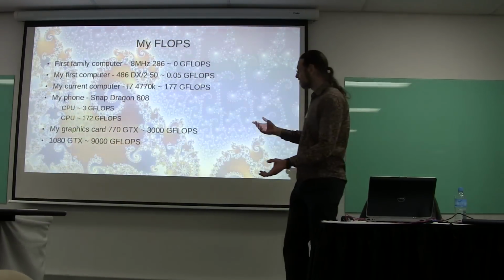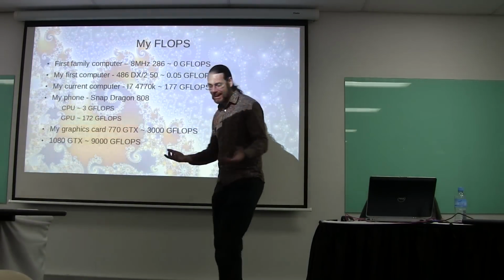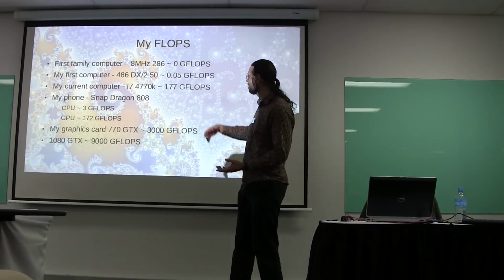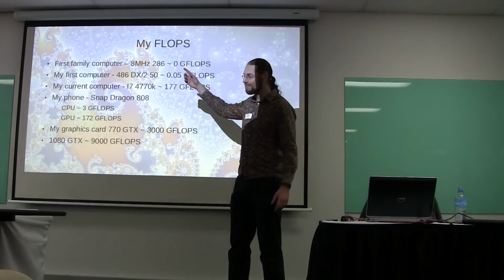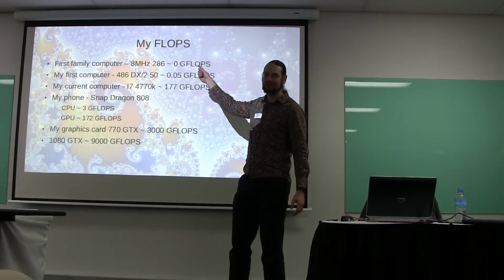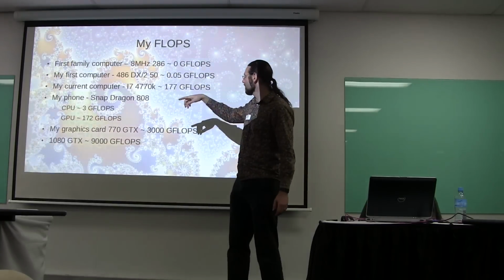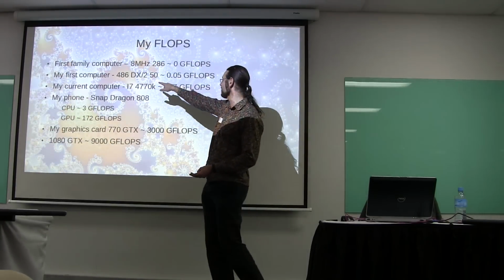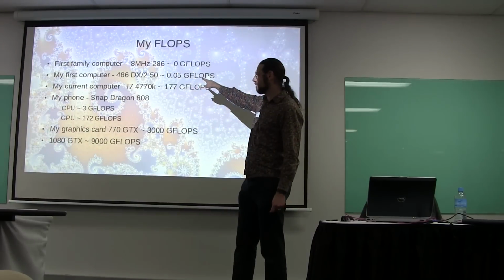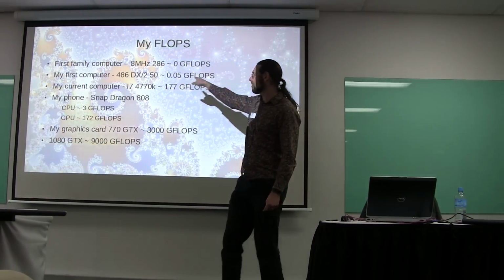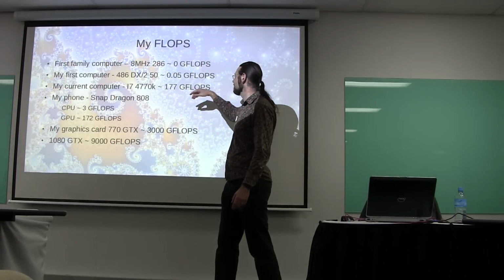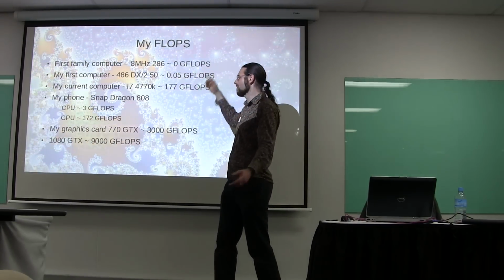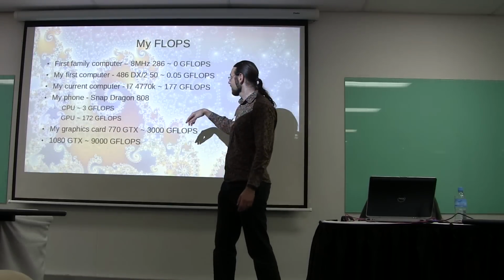The first computer I had access to was an 8 MHz 286 my dad bought. It had no floating point unit, so basically approximately 0 gigaflops. But the first computer I personally bought was a 486 DX2 50, 0.05 gigaflops. So it's sort of comparable to a Cray 1, which was 0.16. This is a third of the speed of the Cray 1 supercomputer.